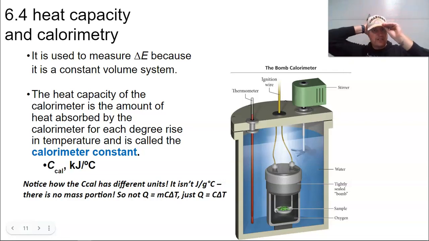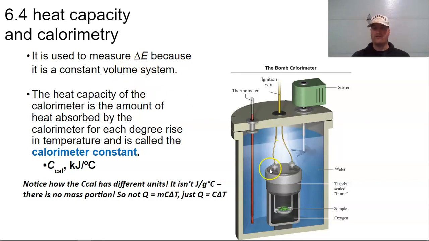Okay, here's something back from your days before: heat capacity and calorimetry. Calorimetry is just a fancy term for using and measuring heat capacity. So we use this to measure the change in energy because it's a constant volume system. This is a bomb calorimeter. I showed you, or will show you, a demo of it in action.